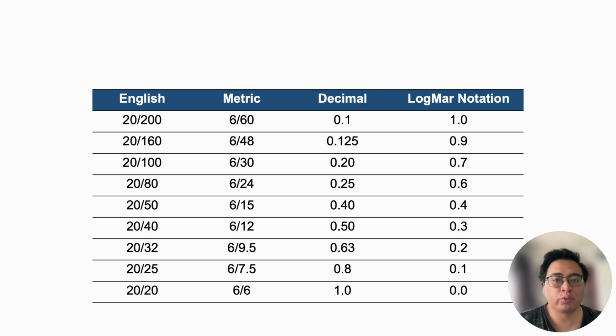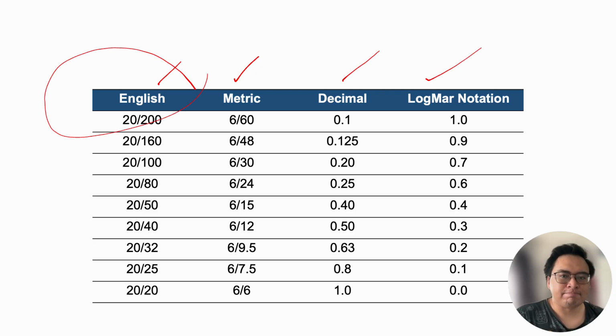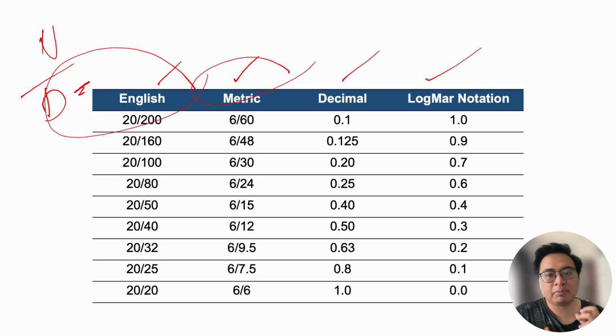So these are the different ways to express visual acuity. It could be English, metric, decimal, or logMAR. But the one that we use most commonly is English notation. But I'm also going to teach you the metric notation because it's similar in principle. So visual acuity is expressed in two numbers, the numerator over the denominator. The denominator is the distance with which a normal person can see. The numerator is the distance with which the patient can see.